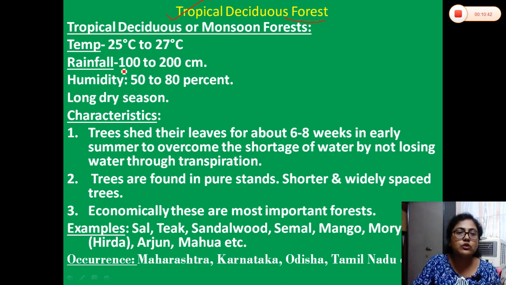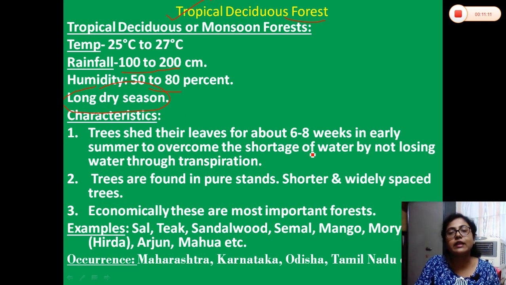In tropical deciduous forest, the rainfall distribution is 100 to 200, but in evergreen it was more than 200, and here the humidity is 40 to 80%, and one main feature you can see here is the long dry season. In tropical evergreen forest it was a short dry season, but here it is a long dry season.